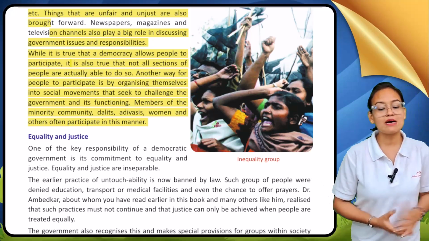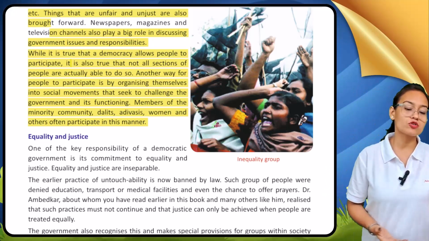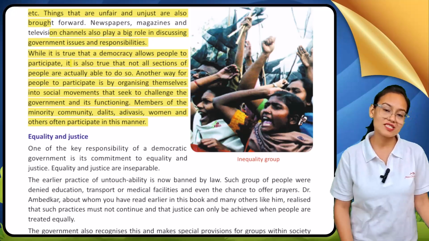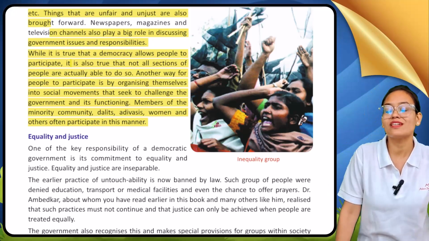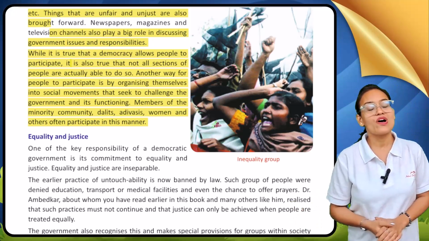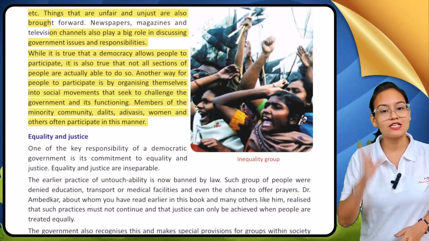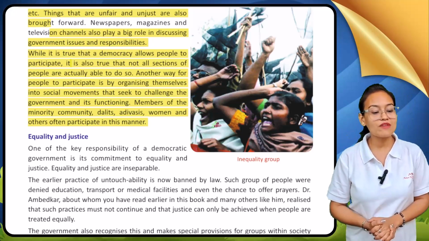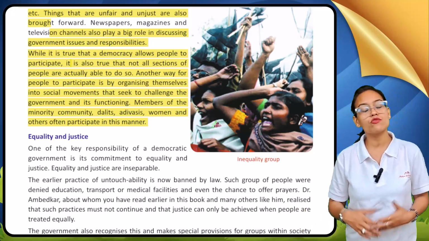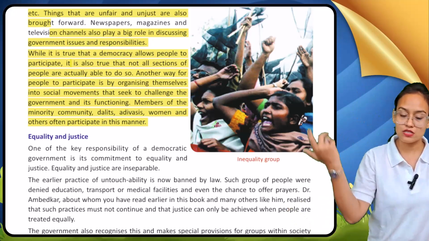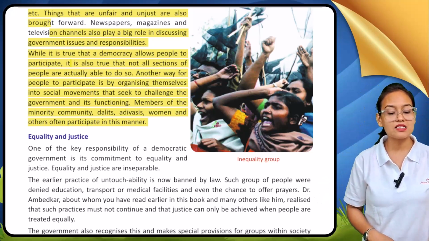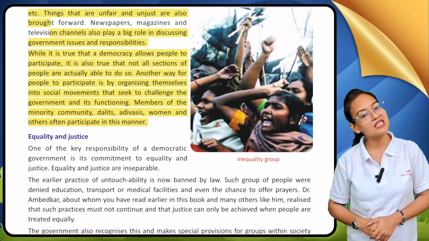While it is true that democracy allows people to participate, it is also true that not all sections of people are actually able to do so. See, democracy means all the people who live in that area can enjoy freedom. But you know what, not all sections of people enjoy democracy. Another way for people to participate is by organizing themselves in social movements. Another way through which we can choose our government is organizing social movements. Members of minority communities, dalits, adivasis, women, and others often participate in this manner.